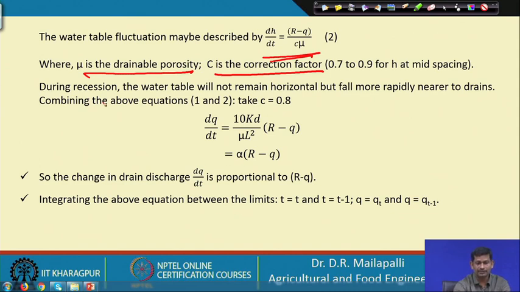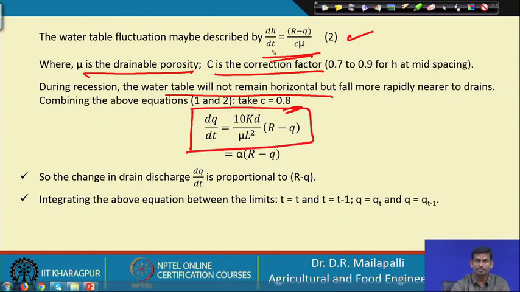During the recession, the water table will not remain horizontal, but will fall more rapidly nearer to the drains. So, now combine equations 1 and 2 by taking 0.8 as C. So, dq by dt is equal to 10 kd by mu L square into R minus Q. This is the equation when you combine the change in the water table, dH by dt, with R minus Q, the effective recharge.